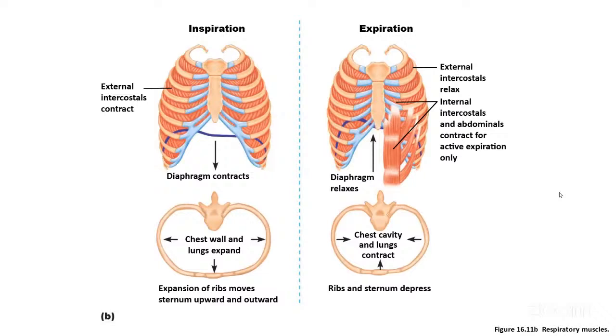So we're making a big chest to make a low pressure pull air in. We make a small chest to make a high pressure push air out. And we're just doing that by moving the bones, by moving the muscles, and this is going to change our pressures. So it's going to change our intrapleural pressure, our transpulmonary pressure, our alveolar pressure. Ultimately, what we care about is that change in the alveolar pressure that either draws air in or pushes air out.